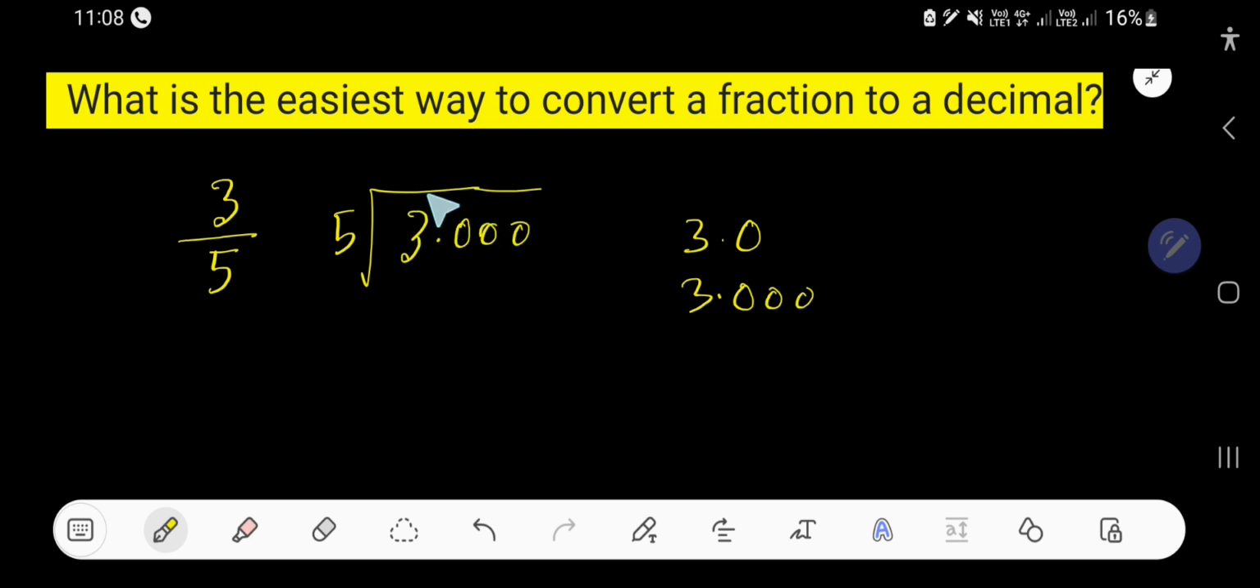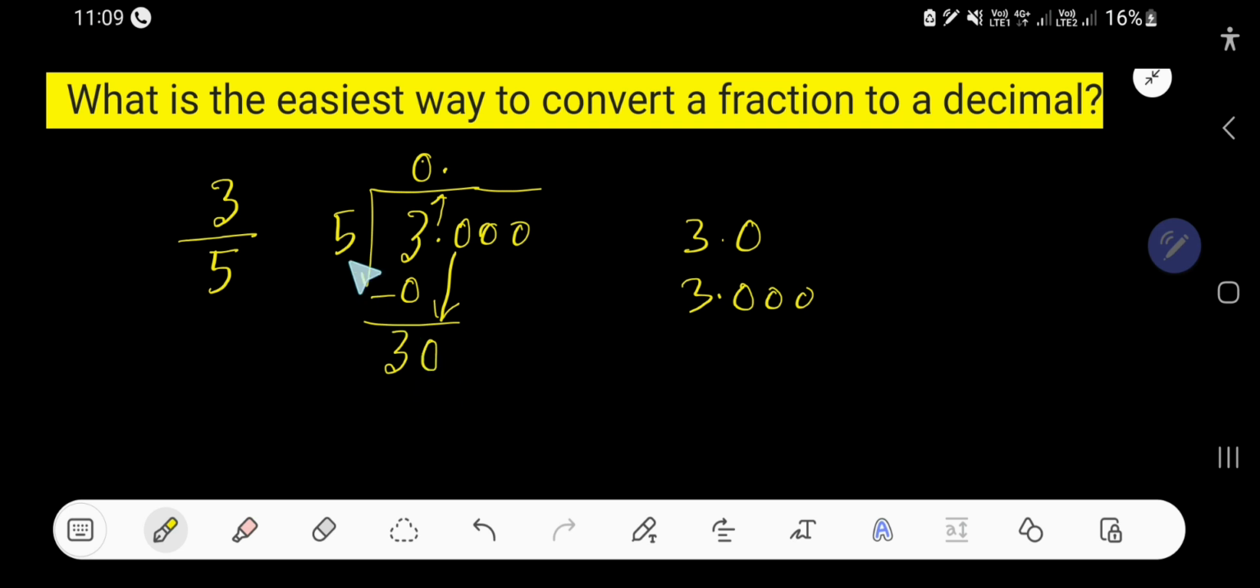So 5 goes into 3 how many times? 0 times. 0 times 5, that gives you 0. So if you subtract, then 3. Bring down the first 0. So before this 0 you have a decimal point, which will go to the quotient. So 5 goes into 30 how many times?